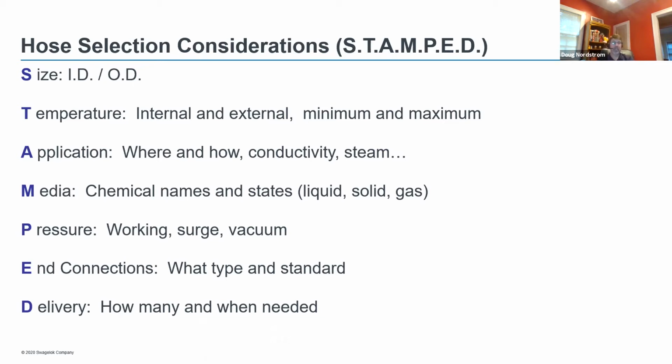And then what media is it going to see? What does the core tube need to be chemically compatible with? What's the pressure going to be? What are the end connections? And then also, obviously, what kind of delivery is needed? Is anything special needed for the delivery of the hose? But all these need to be considered when looking at those four layers I mentioned before, with the core tube, the braid or reinforcement layer, the cover, and the end connection.